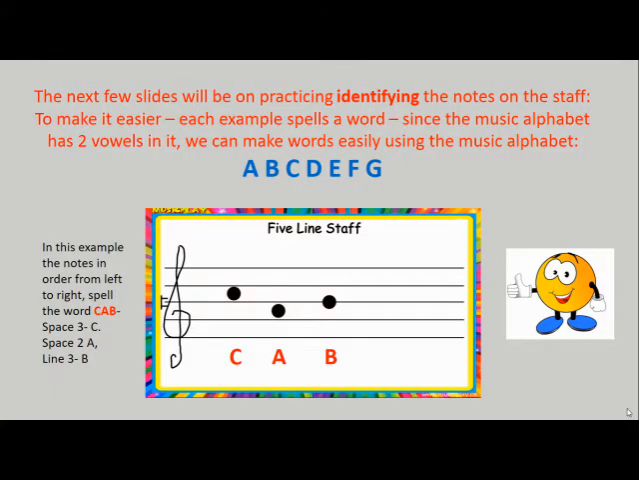In the next few slides, we'll be practicing identifying the notes on the staff. To make it easier, each example spells a word. Since the music alphabet has two vowels in it, we can make words easily using A, B, C, D, E, F, G. In this example, the notes in order from left to right spell the word CAB. Space 3 is C, space 2 is A, and line 3 is B.